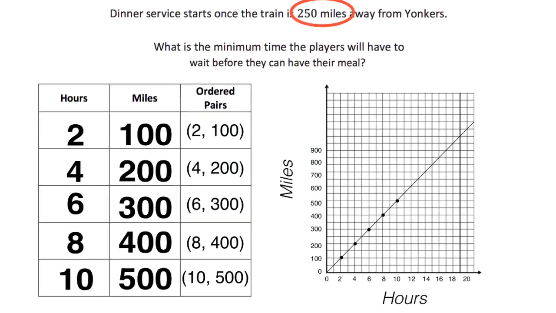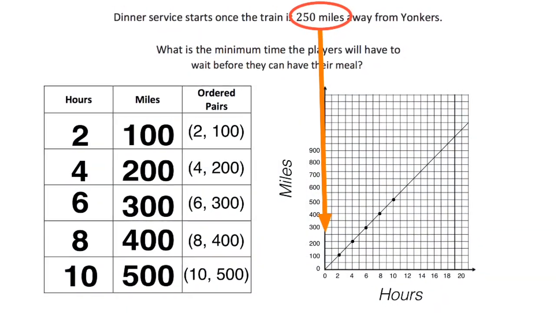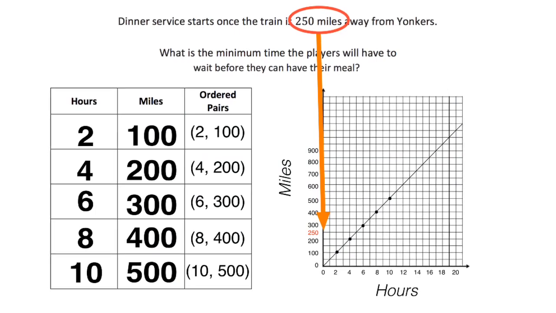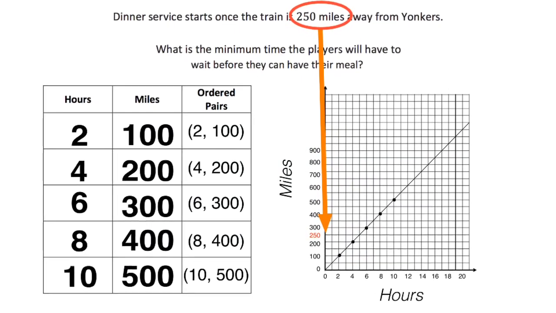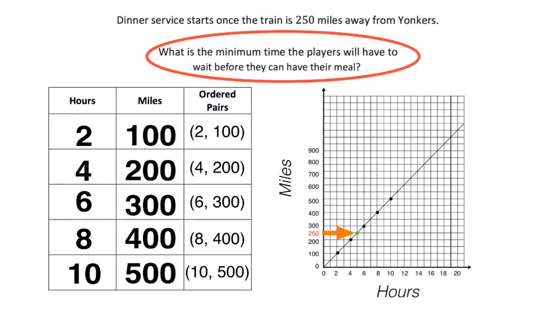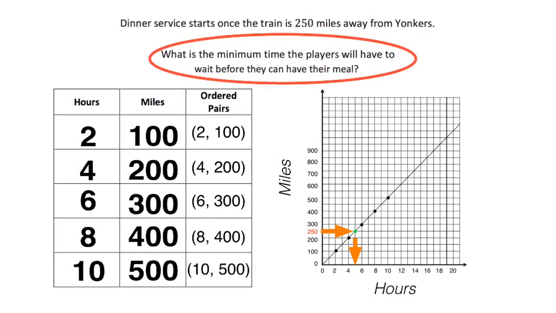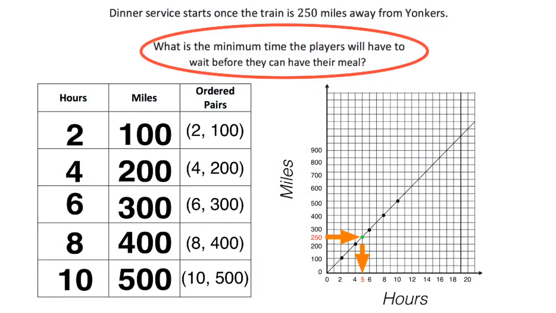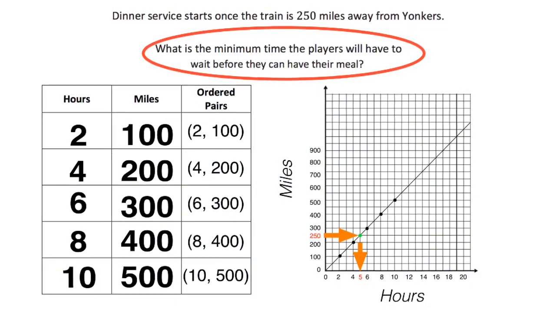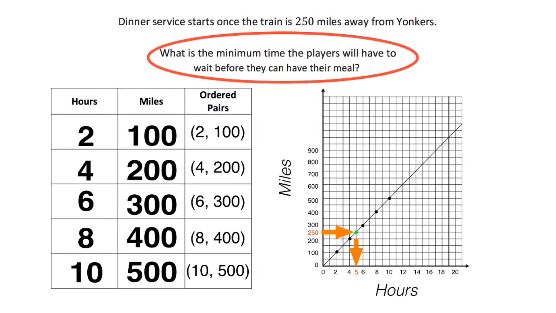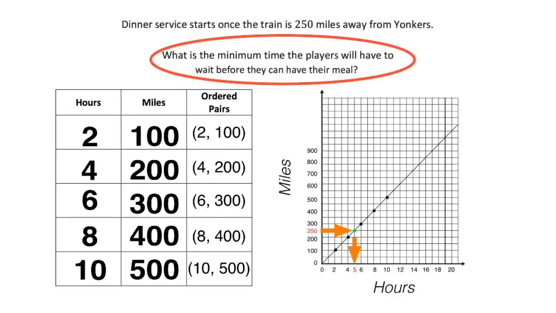And now we should be able to answer the question, at 250 miles, what would be the amount of time they would have to wait? Well, 250 miles would be right here. So let's label that point 250. And if I look across until I hit the line, I will hit the line right here. And this is important because now all I need to do is follow it down to the x-axis and see that I am at a spot between 4 and 6 hours. In fact, I'm exactly halfway between 4 and 6, which would be 5.